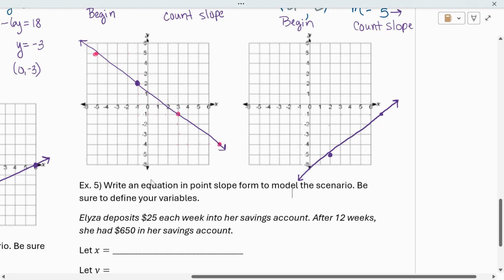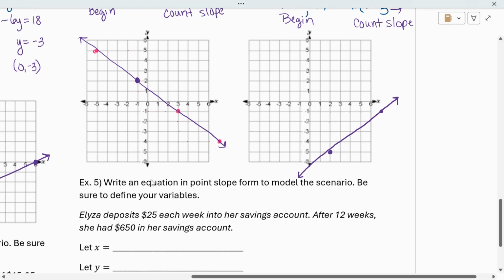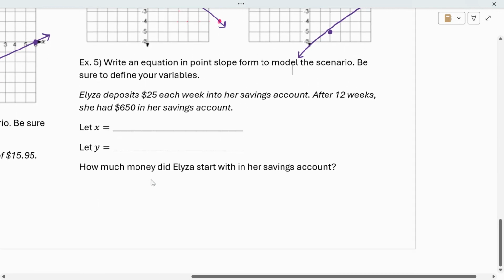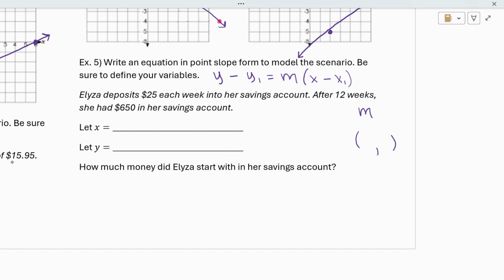Okay. Raise your hand if you need more time with that. All right, for our last example, we're going to write an equation in point slope form to model this scenario. So point slope form, y minus the y sub 1 coordinate equals my slope times the quantity x minus the x sub 1 coordinate. So I'm basically trying to find the slope and an ordered pair in this equation. I'm looking for the slope and an ordered pair in this verbal statement.